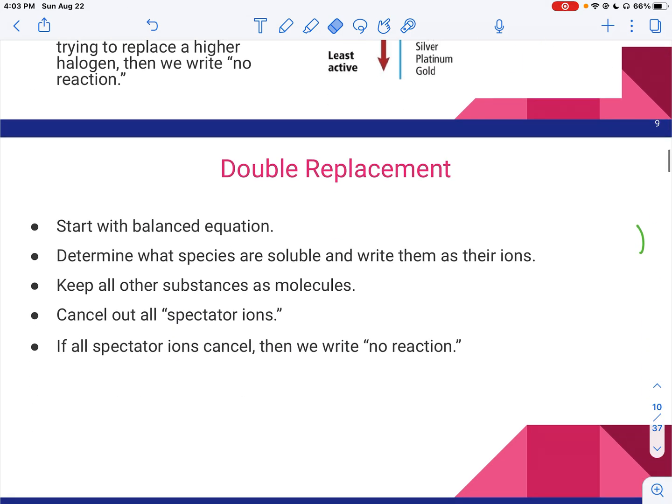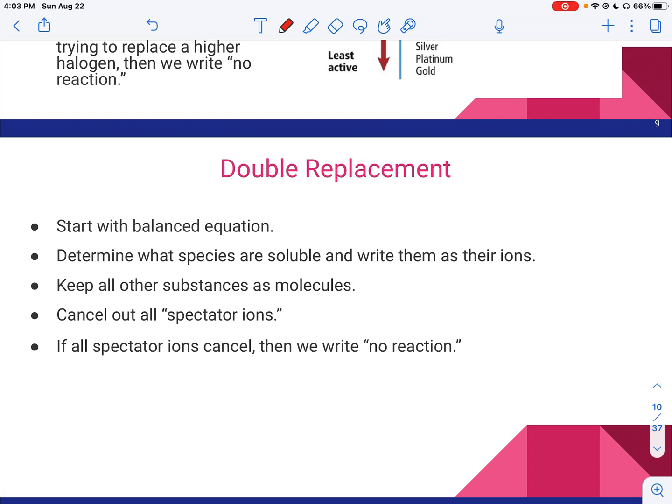Double replacement. So you're going to start with a balanced equation. This will start to fall by the wayside as we go throughout the year and you get more familiar with this. But for right now, we're going to start with a balanced equation. At some point, you're going to get so used to these that you're going to be able to just look at them and see what they're supposed to be. Then you're going to look at what species are soluble and write them as their ions, okay?